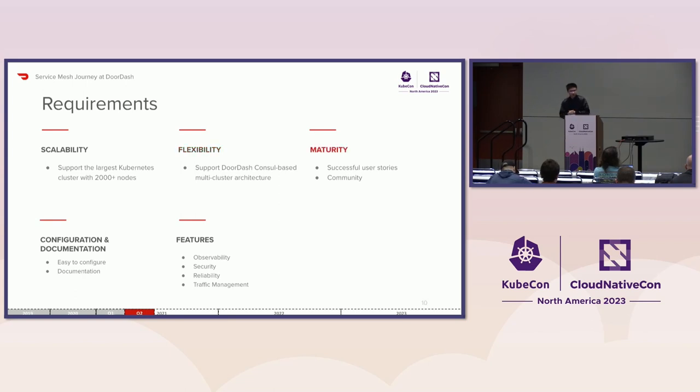The tools we use should also have a mature community, and solutions need to be supported by successful user stories from other companies at a scale similar to ours. It was also essential for the solution to be easy enough to configure, with comprehensive documentation as well. And lastly, we needed the solution to provide features in observability, security, reliability, and traffic management to address those typical microservice challenges we mentioned before.